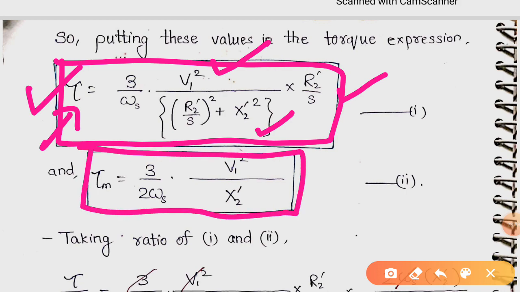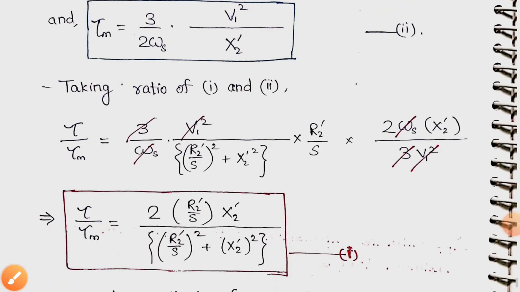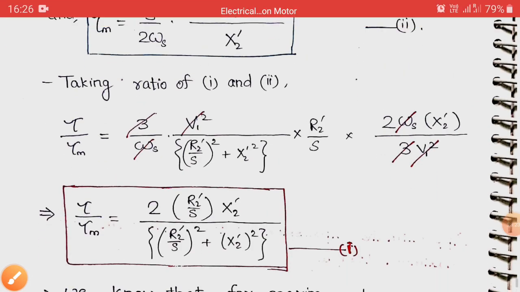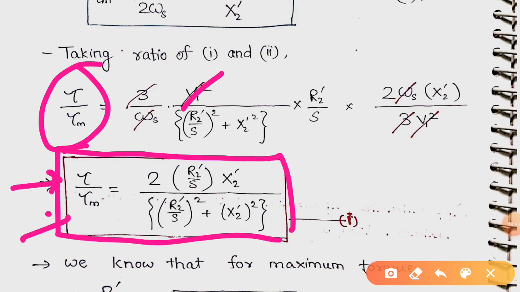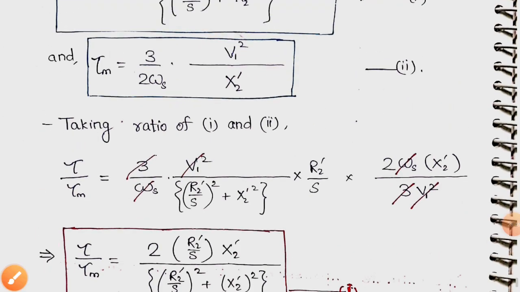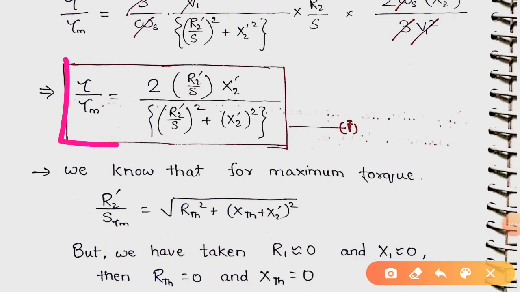So this one is the expression for normal torque taking the above assumptions, and this one is the expression for maximum torque. Now taking the ratio of these two torques and simplifying, the expression which we get is tau upon tau m, torque upon maximum torque, is equal to 2 R2 dash upon S into X2 dash, upon R2 dash upon S whole square plus X2 dash square. Now let's simplify this expression as well. This is what we get after simplifying the above relation.